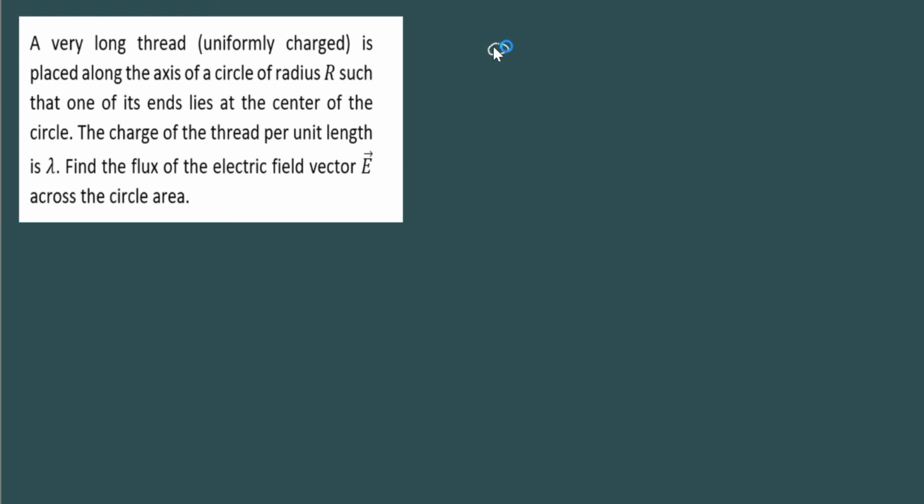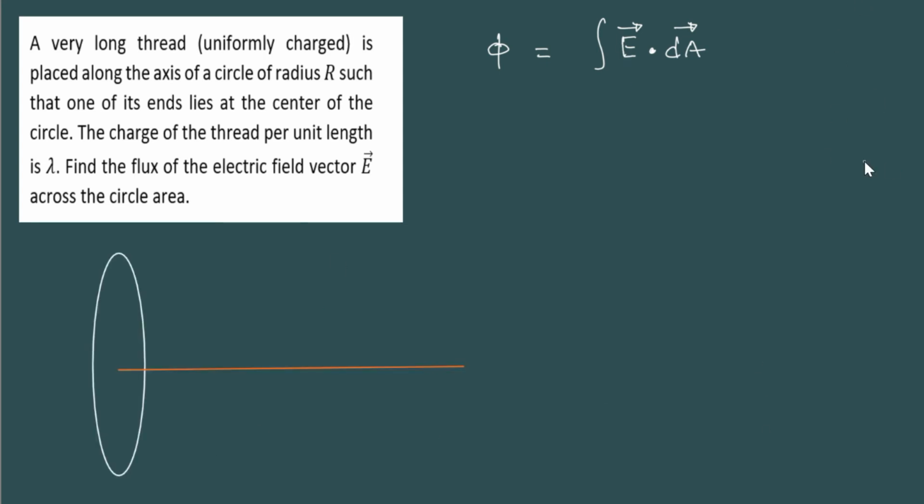Electric flux, we take the electric field at each point and then take a dot product with the area. So we want the area perpendicular to the electric field, or as a vector it should be along the electric field, and then you integrate it. So for us to compute the flux we need to first get the electric field. So let's take a diagram of the situation.